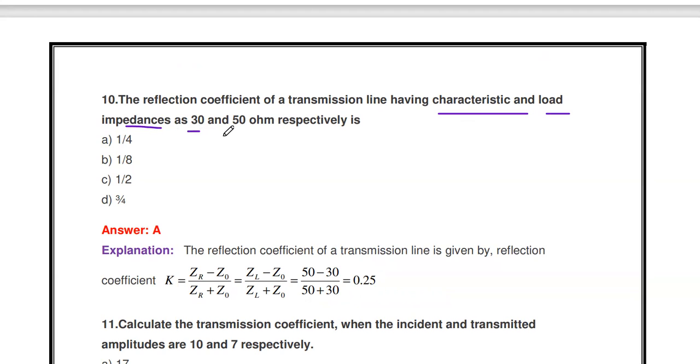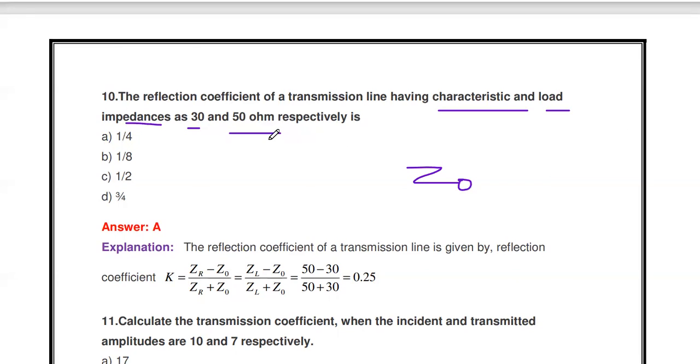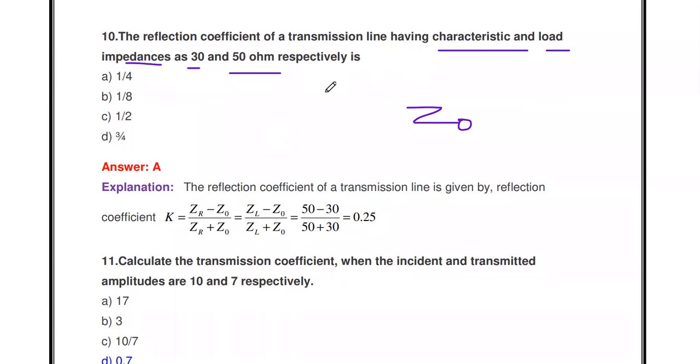The next thing, the reflection coefficient of a transmission line having the characteristic impedance and the load impedance as 30 and 50 ohm respectively is dash. So here we have to find out the reflection coefficient. The characteristic impedance means Z0. Z0 is given as 30 and the load impedance is 50. So this is a very important 2 mark problem.